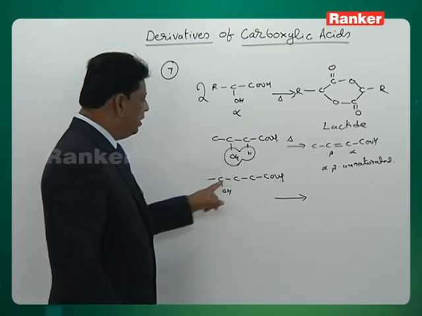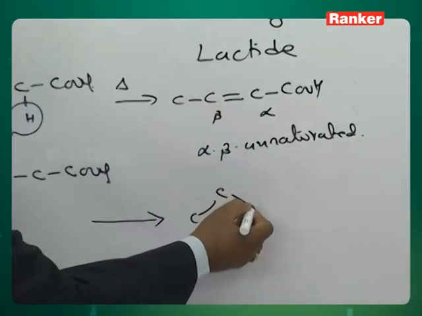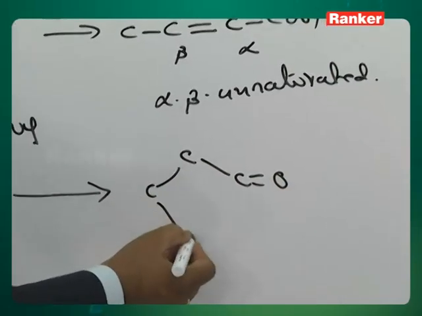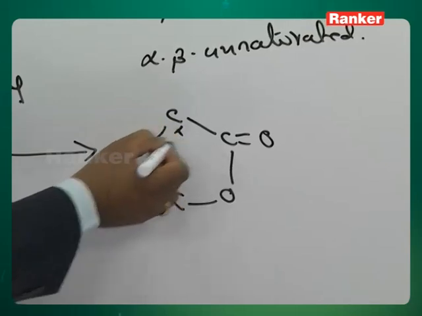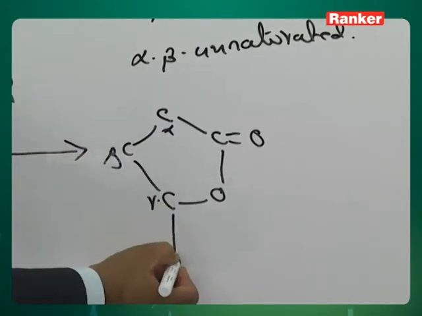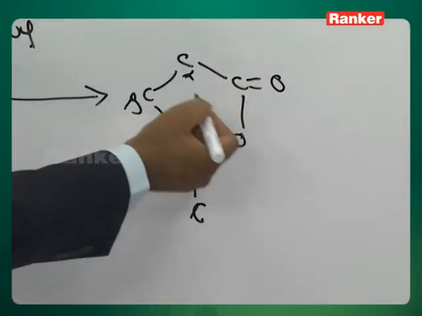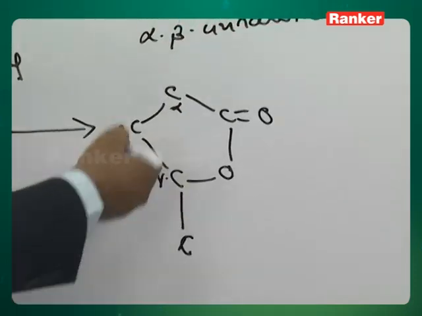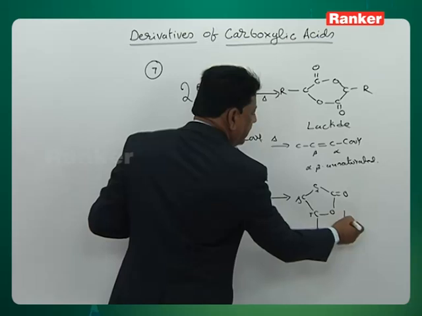Here, within the molecule, the esterification leads to the formation of a cyclic ester. This is alpha, beta, gamma, and then let us say one more carbon. So this gamma hydroxy and this group eliminate water, which is nothing but esterification. This is called a lactone.